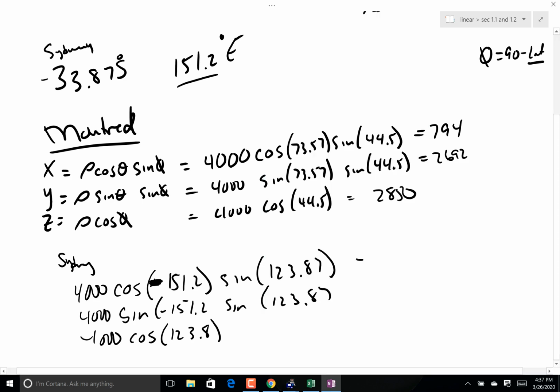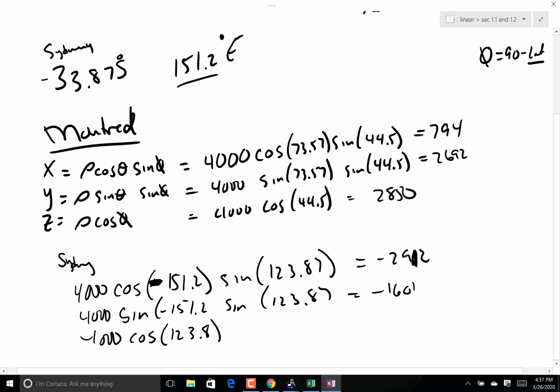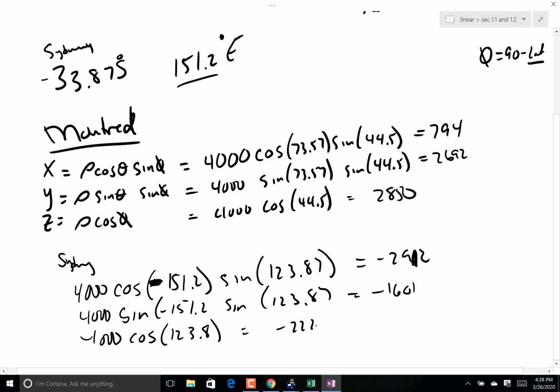Negative 2912. Negative 1601. And negative 2225. Is that right?